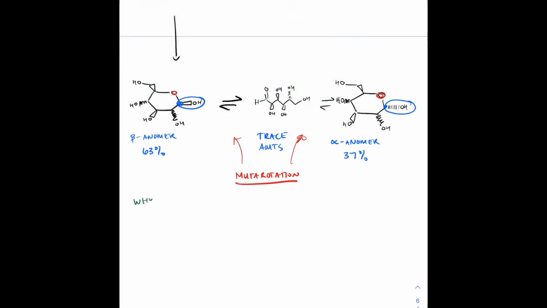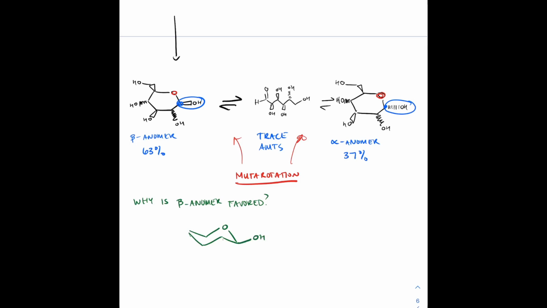Now, this process of opening and closing of the sugars is called mutarotation, and it only occurs because we have hemiacetals in these sugars. We'll come to find later that those that don't have hemiacetals will not open and close like this.